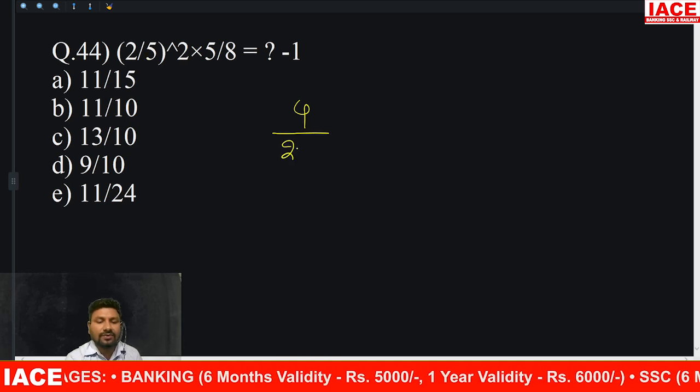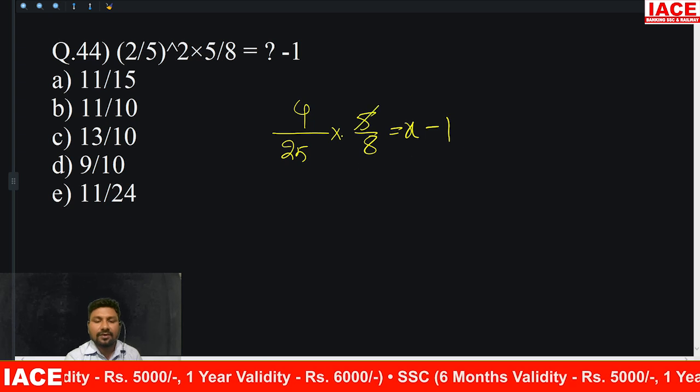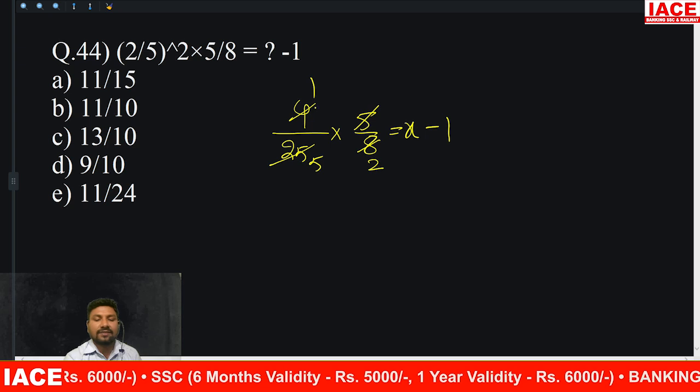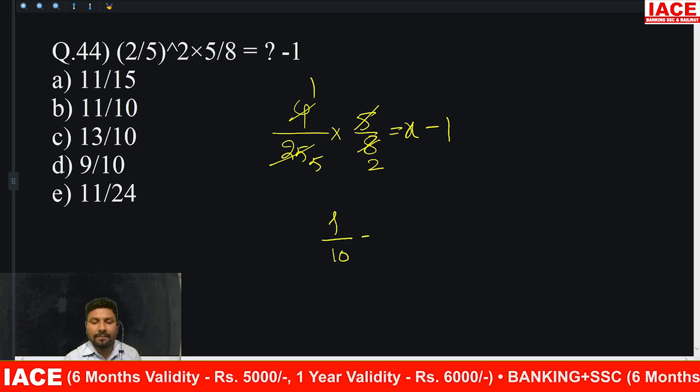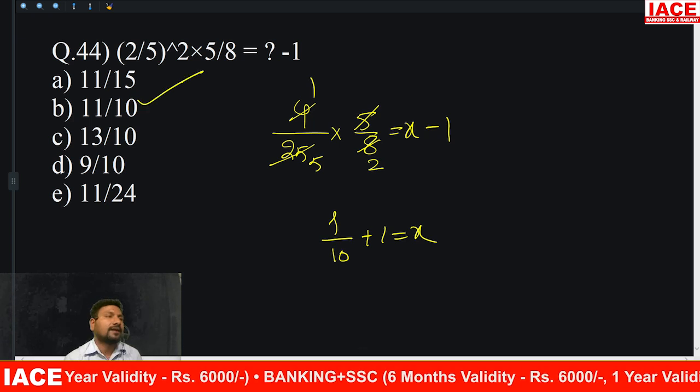5 square value 25, into 5 by 8 equal to x minus 1. 25, 5 times, 4 ones are 4, how many times? 2s are. That means 1 by 10. 1 by 10 plus 1 equal to x. What is the value? 11 by 10, option B.